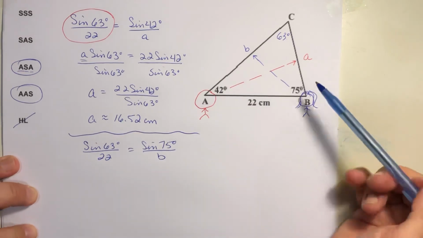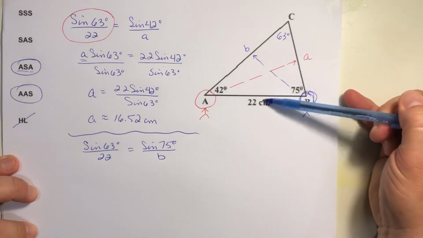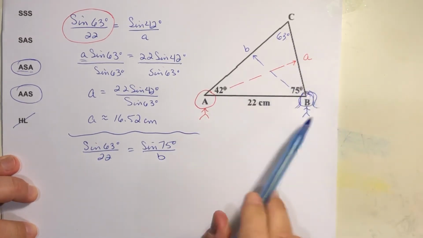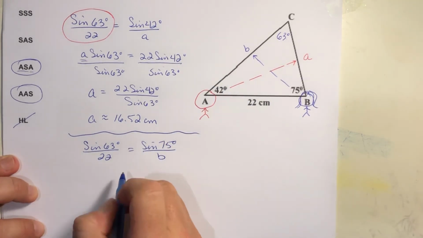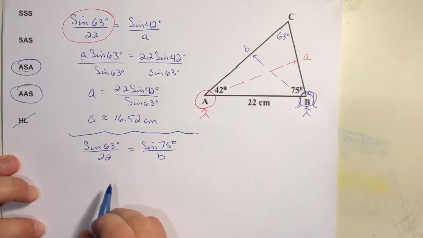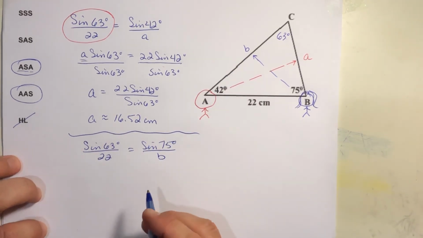Now I'm going to make a prediction, right? Notice 63 degrees opens up to form 22 centimeters. This should be larger than 22 centimeters, just so we can check our work. If it turns out to be smaller or considerably larger, then maybe something went wrong.